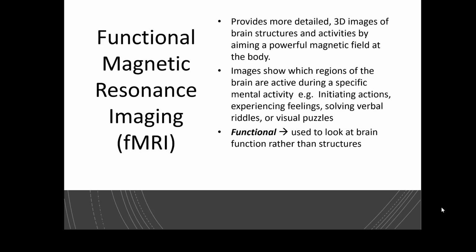The functional magnetic resonance imaging, or fMRI, is a functional brain imaging diagnostic tool that provides more detailed 3D images of brain structures and activities by aiming a powerful magnetic field at the body. Images show which regions of the brain are active during a specific mental activity. For example, initiating actions, experiencing feelings, solving verbal riddles, or visual puzzles.